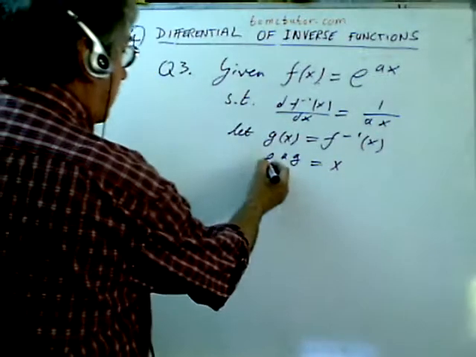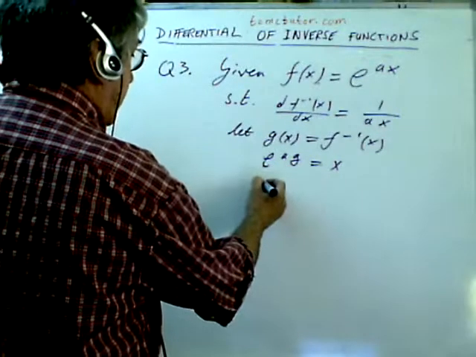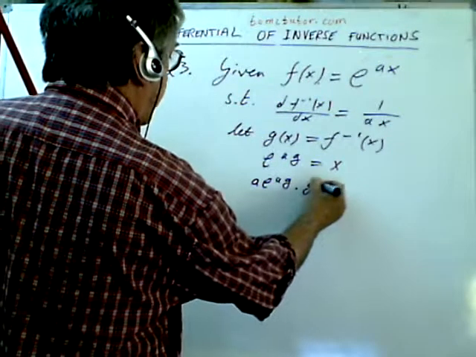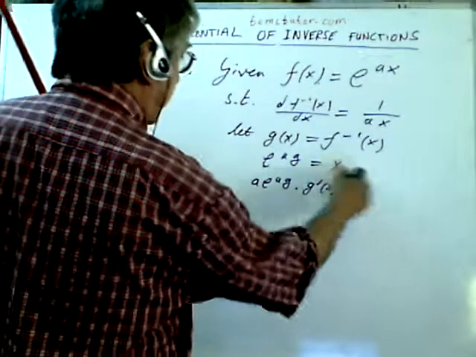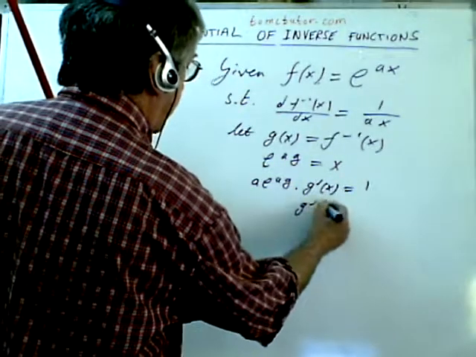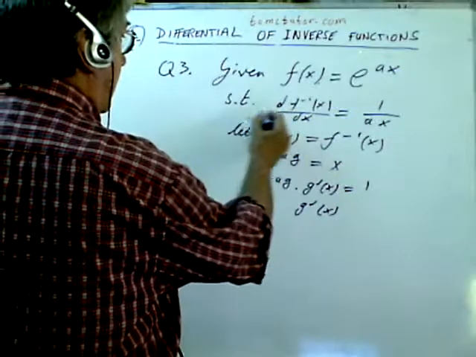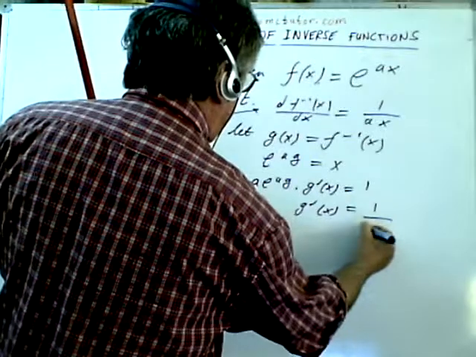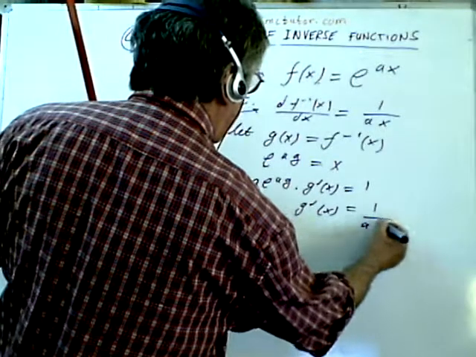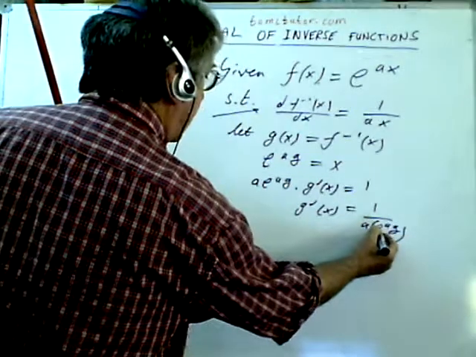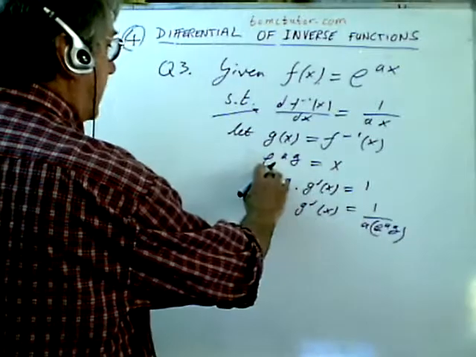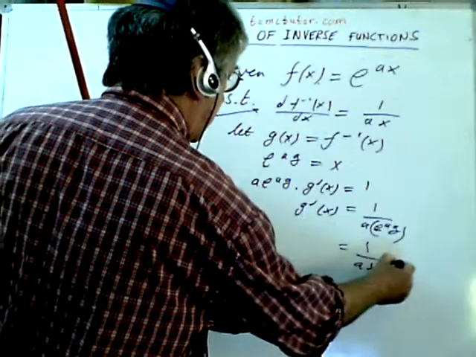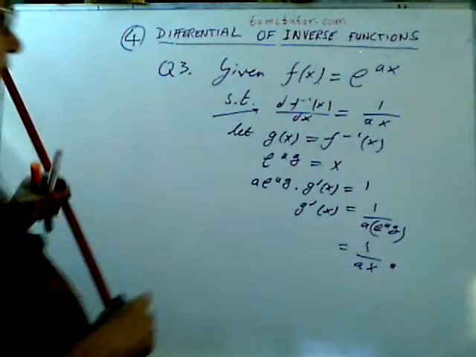And then I differentiate all with respect to x. So I have a e to the ag times g dash x, and the differential of the right hand side is 1, so g dash x, which is indeed what this is, is equal to 1 over a e to the ag. But what is e to the ag? Well, e to the ag from here is simply x, so it's 1 over ax as required. So that finishes the proof.